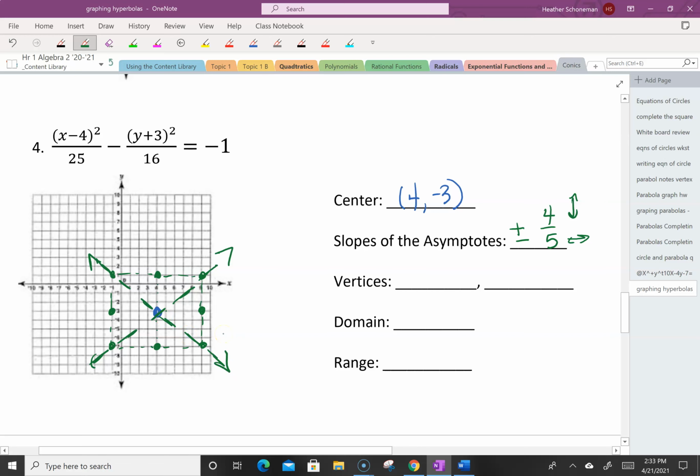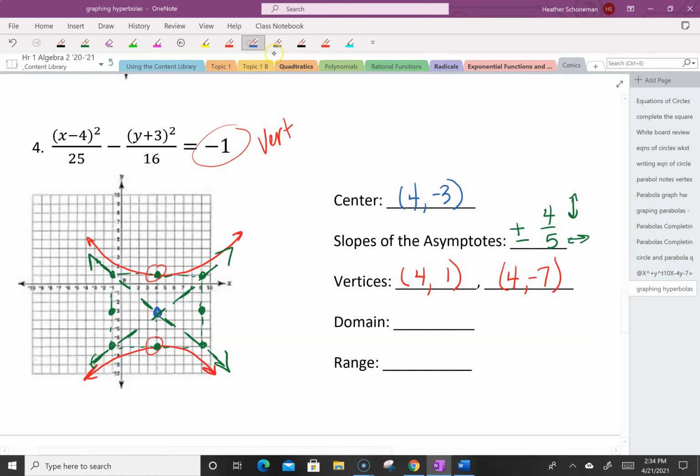Okay, now that I have my asymptotes, now I can decide how to graph it. This is negative, which means it's going to be vertical, which means it's opening up or down. So starting at my top point, there's the top part of my hyperbola, and then at my bottom point, there's the bottom part of my hyperbola. Okay, the vertices are these 2 points here, which the first one is going to be 4, 1, and the second one is going to be 4, -7.